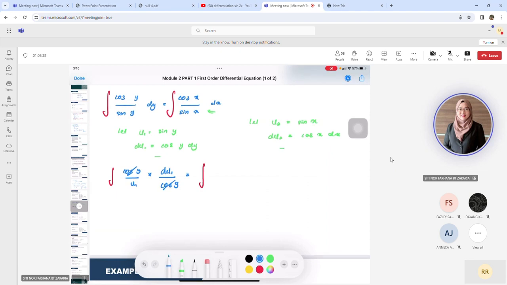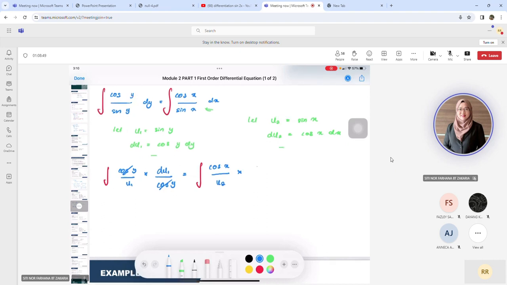So cos x over sin x is equal to u2, times we need to replace our dx with du, so du2 over cos x. So this one also can cross each other. So what remains is 1 over u1 du1 times 1 over u2 du2.